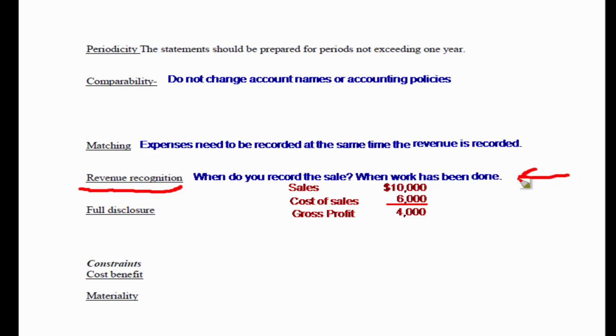We do it when we do the work, not when either we receive the cash for the sale or when we pay for the inventory that we sold our customer. We're going to look at the revenue recognition principle a little closer later on.